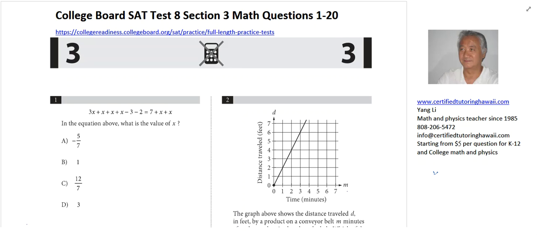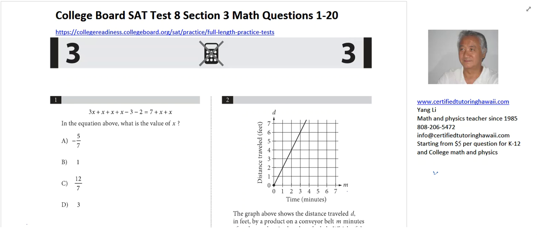I'm explaining the questions from the College Board SAT test, test number 8. We start with Section 3, the math questions, and I will try to explain all the questions for the whole test, from 1 to 8. We start with 8, backwards.